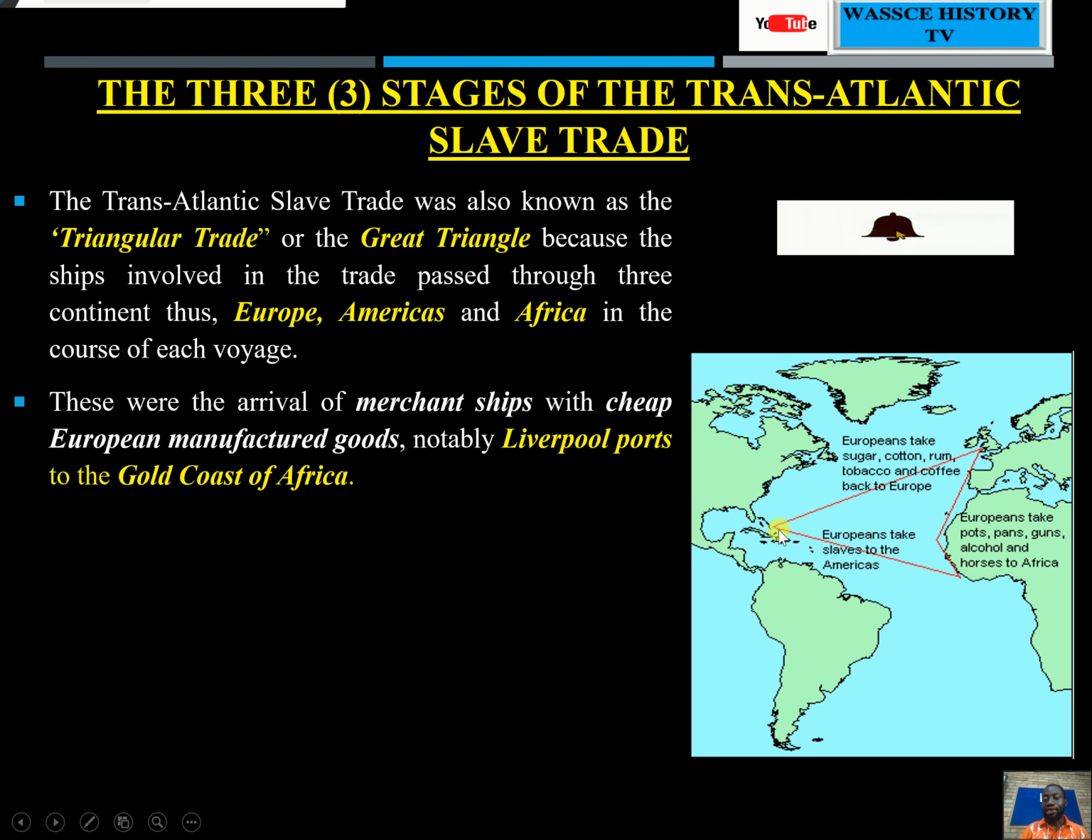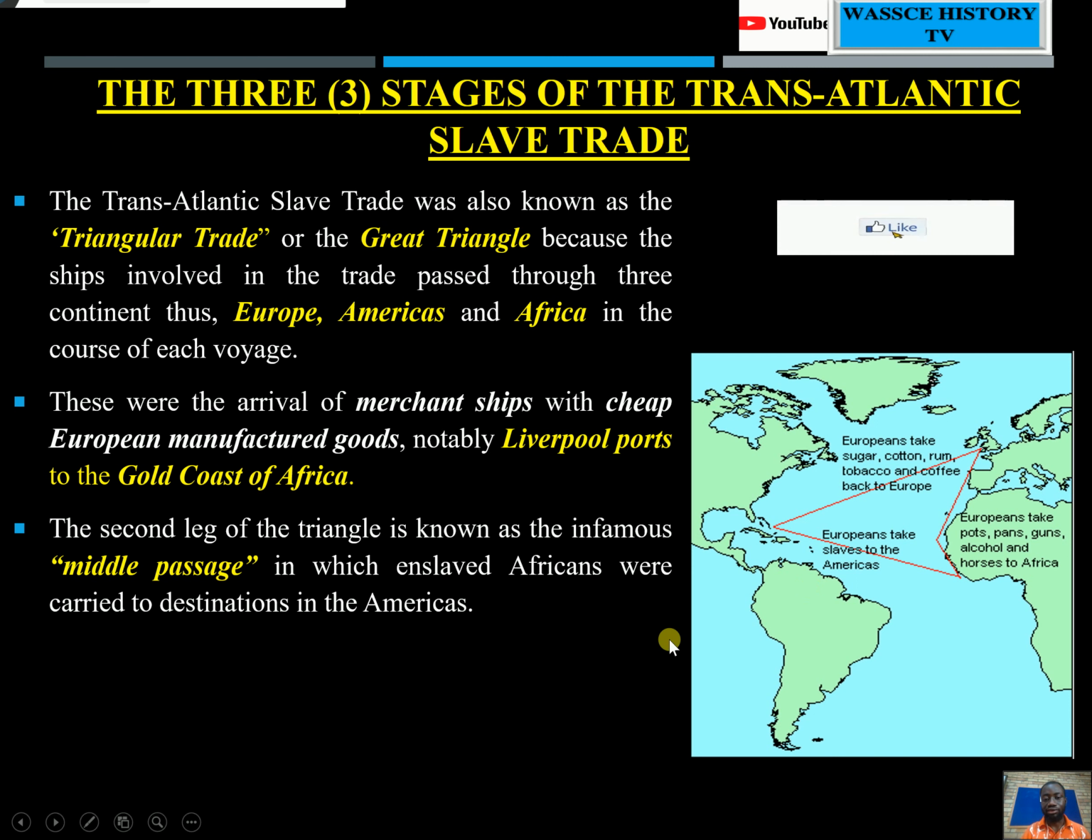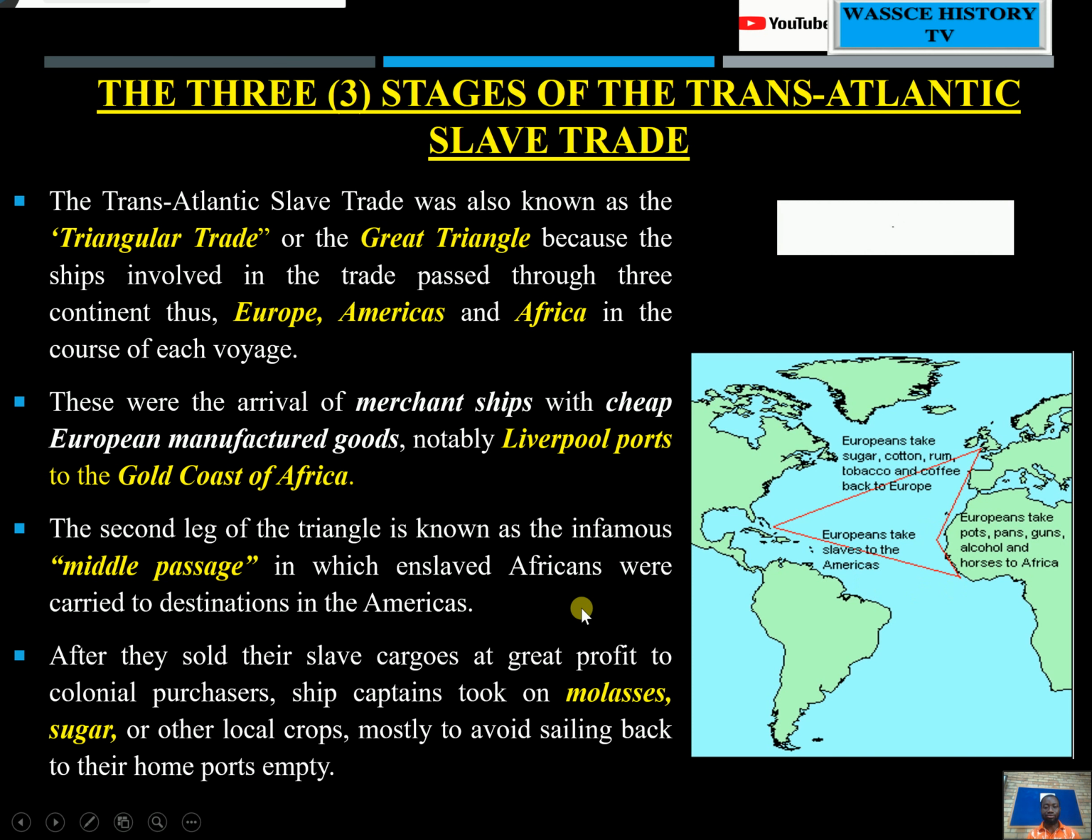Then, in order to prevent them going back with an empty ship, understand? They then buy other things like sugar, cotton, rum, tobacco, and coal, and send them to Europe to resell. And that is what is meant by the triangle trade. So you can see it forms that triangle. That is why the slave trade was referred to as the Great Triangle Trade, or the Triangular Trade, because it passed through three major continents.